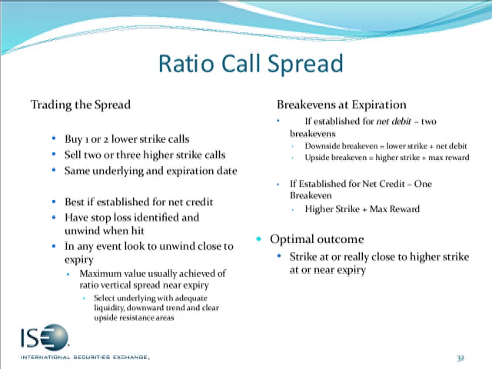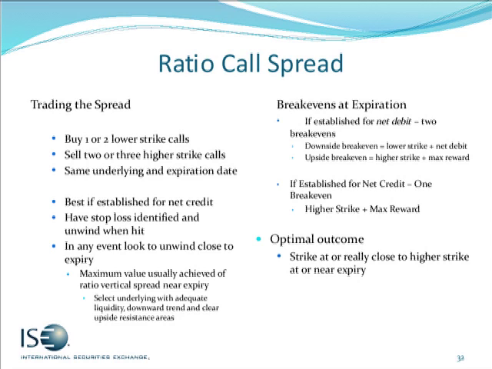So we buy one or two lower strike calls, and we sell two or three higher strike calls, with the underlying and expiration remaining the same. If we establish it for a net credit, we're better off, because we want it to be an income trade. For the stop loss, we want the underlying close to expiration. The maximum value is usually achieved near expiration. Another name, by the way, is the ratio vertical spread.